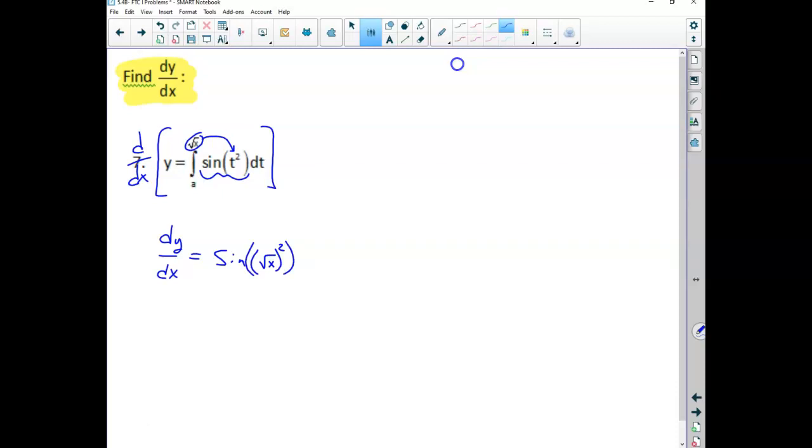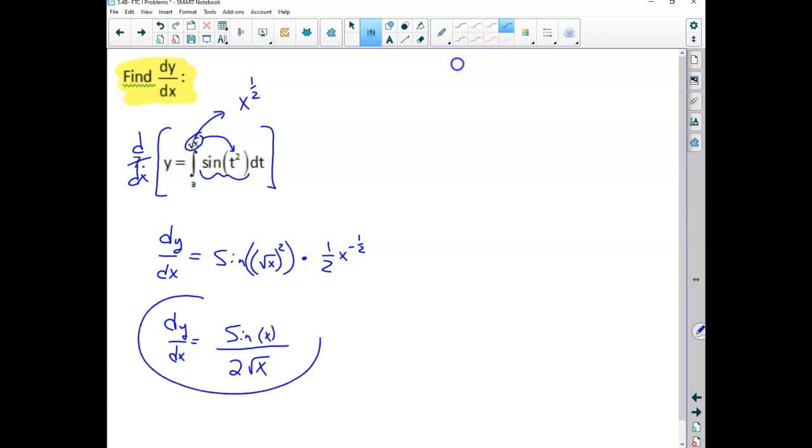Okay? And then that's times, because this guy is really x to the 1/2, a 1/2 x to the negative 1/2. So dy/dx in this case is going to equal what? Yeah, right. Sine x over 2 square root x. Find when it's 0. Just kidding. Okay, so that's what we're doing.